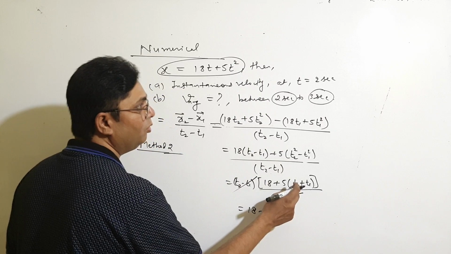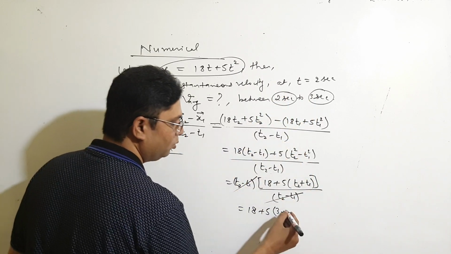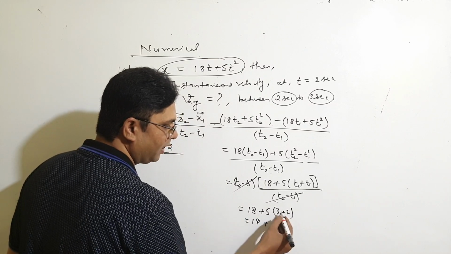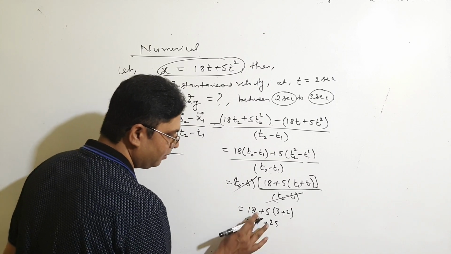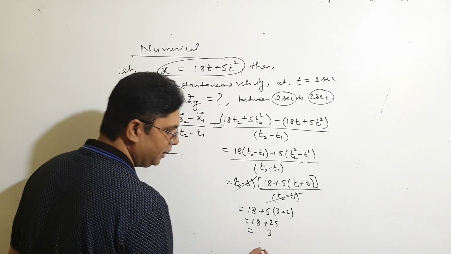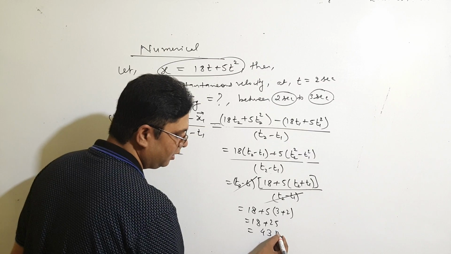What is the value of t2? Value of t2 is 3. And what is the value of t1? t1 is 2. So you have 18 plus 3 plus 2, 5. 5 into 5, 25. Now add it. You have 43 meter per second.